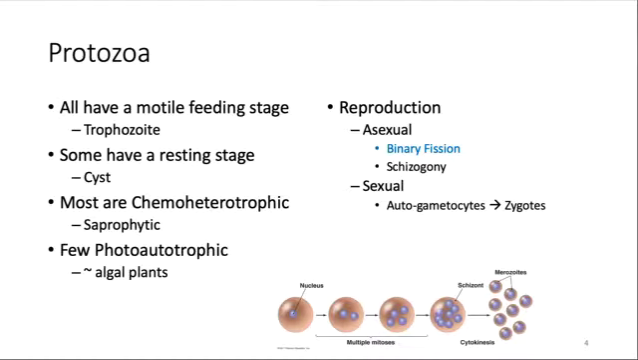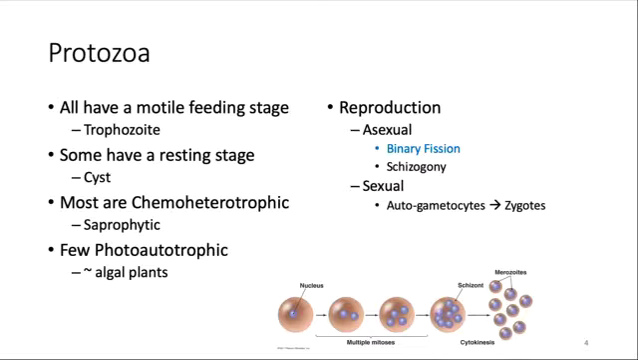Generally, protozoans are motile. They have a motile feeding stage known as the trophozoite. It is also the growth stage. Some of them have a resting stage where they form a cyst. Most of them are chemoheterotrophic, or what we will call saprophytic. So they rely on organic molecules as a source of both their energy and their carbon. But you have very few of them that are photoautotrophic.